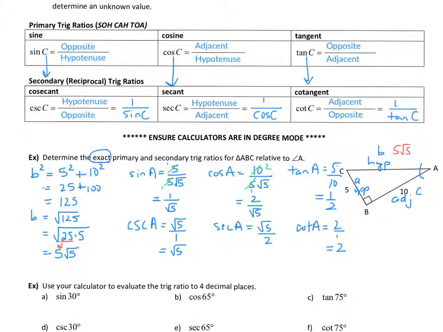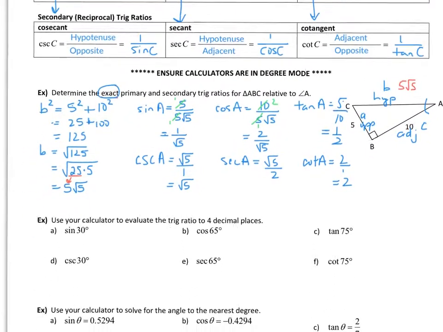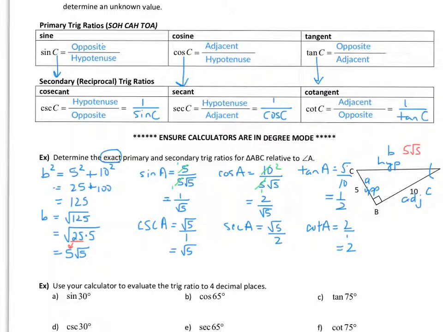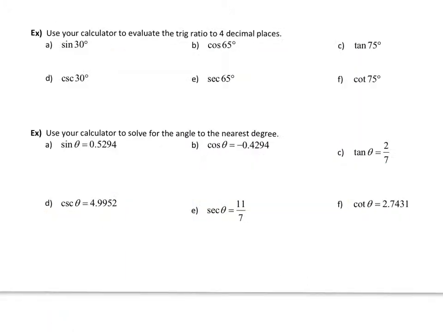Now we need to make sure we know how to use our calculator. Now our calculators don't have a cosecant, secant, or cotangent button, so we always have to just change them back in terms of sine, cos, and tan. The only reason we use the cosecant, secant, and cotangent is so that we don't have to work with fractions necessarily. So let's move to the next page. I think I've got it on the next slide. Yeah. All right, so use your calculator.